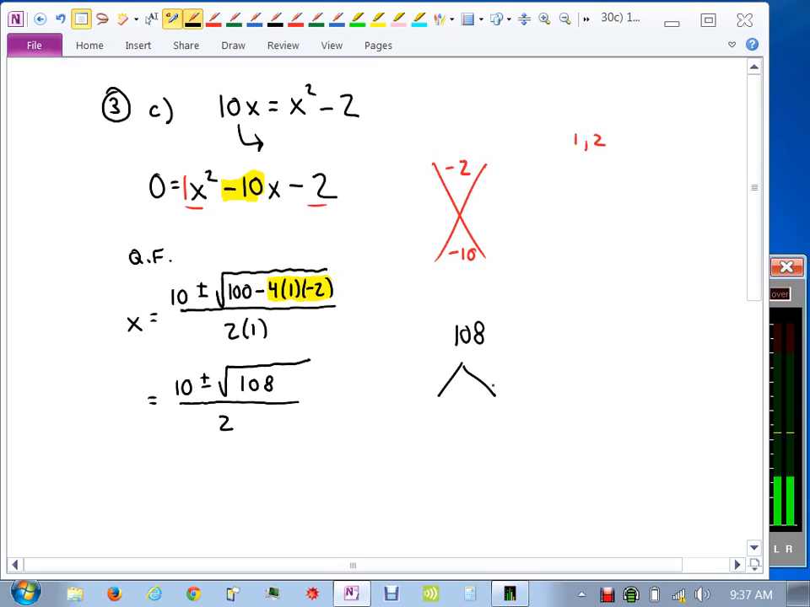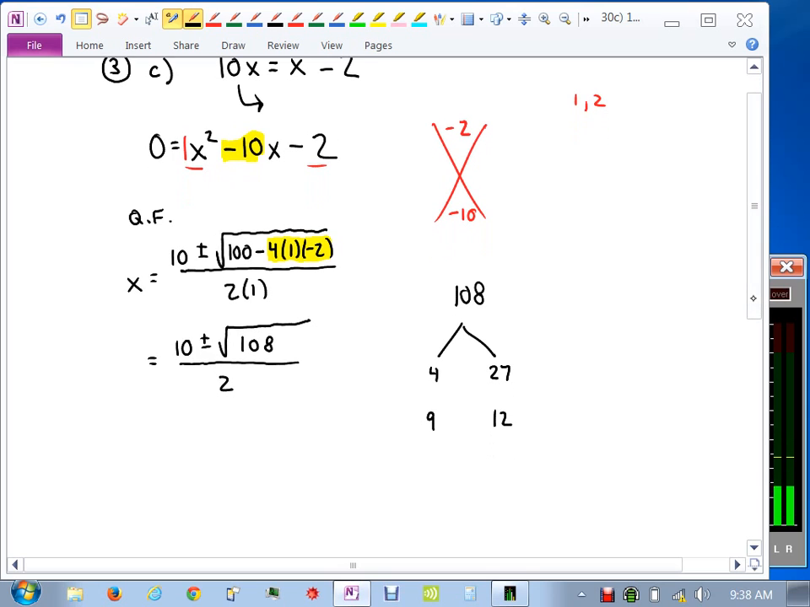Does 4 divide into 108? Yeah, 4 goes in there 27 times. But wait a minute, 27 has a 9 in it, so maybe something bigger went in there. Let me do 9 in 108. 108 divided by 9 gives me 12. So that's a pretty big perfect square, but I might be able to go even bigger.